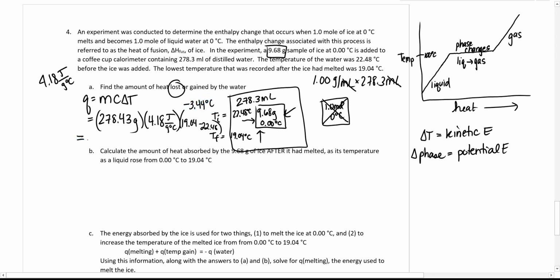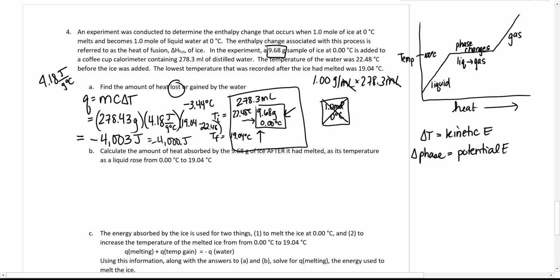So stop and plug that in your calculator: negative 3.44 times 4.18 times 278.3. It looks like the water is losing 4,003 joules of energy. If I wanted to write this with 3 sig figs, this is one of those ones that would be tricky. If I rounded it to negative 4,000 joules, that would only have 1 sig fig.